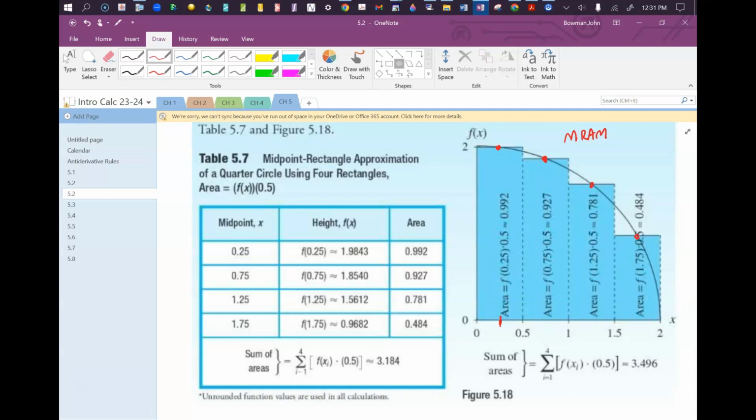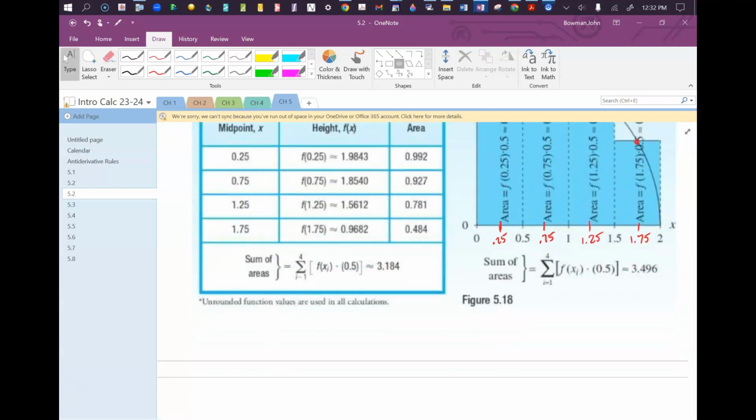So in the example we're looking at right now, our x values would be 0.25, 0.75, 1.25, and 1.75 to establish the heights of our rectangles. So this is where we're going to end this lesson today. We'll talk more about this idea in the next lesson and connect this to the official definition of the integral.